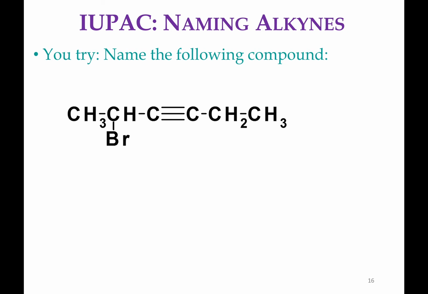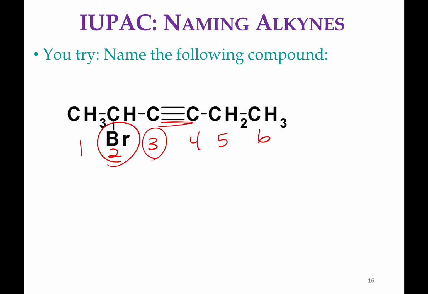So you try. Number and name, pause it, and try. See what you get. Do we number 1, 2, 3, 4, 5, 6, or do we number 1, 2, 3, 4, 5, 6? Either way, my triple bond starts with a 3, so I'm going to give bromo the smallest number and number from this direction. So what I get then is 1, 2, 3, 4, 5, 6. I have 2 bromo and 3 hexyne.